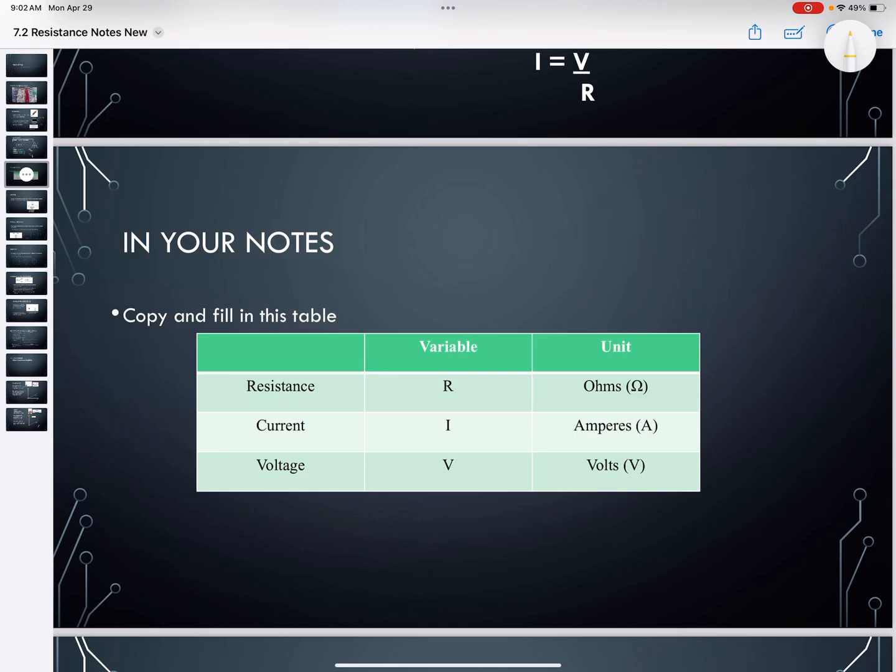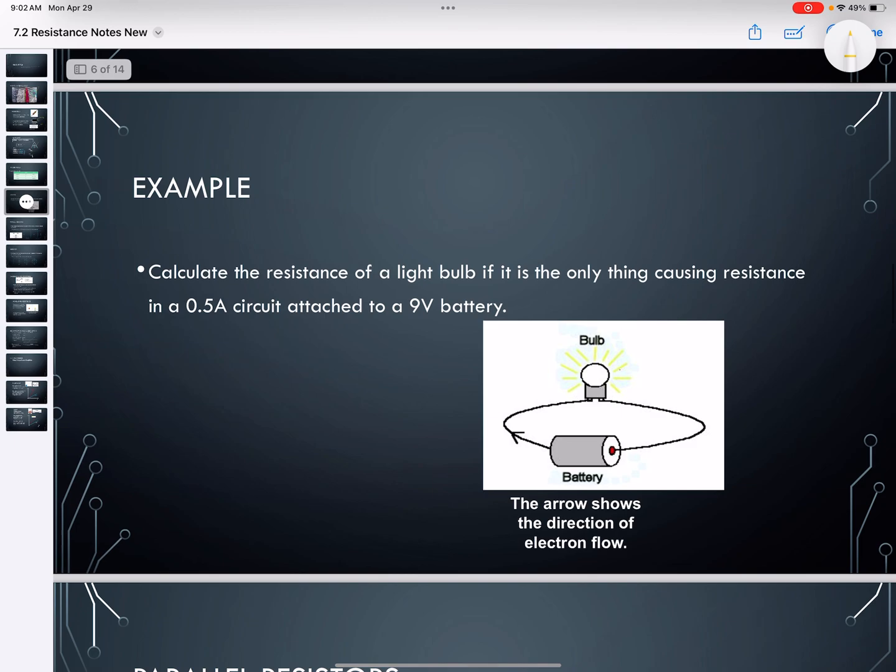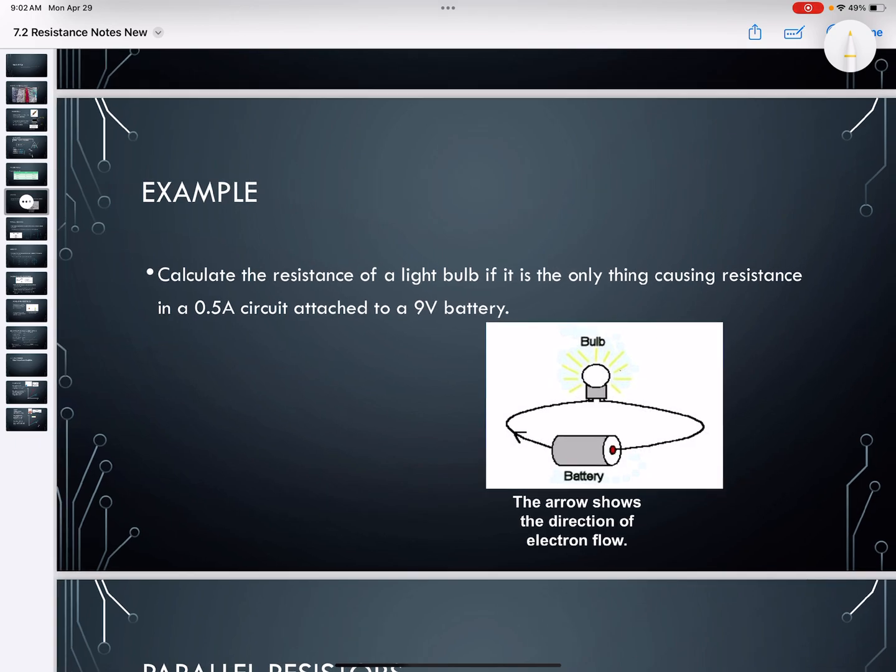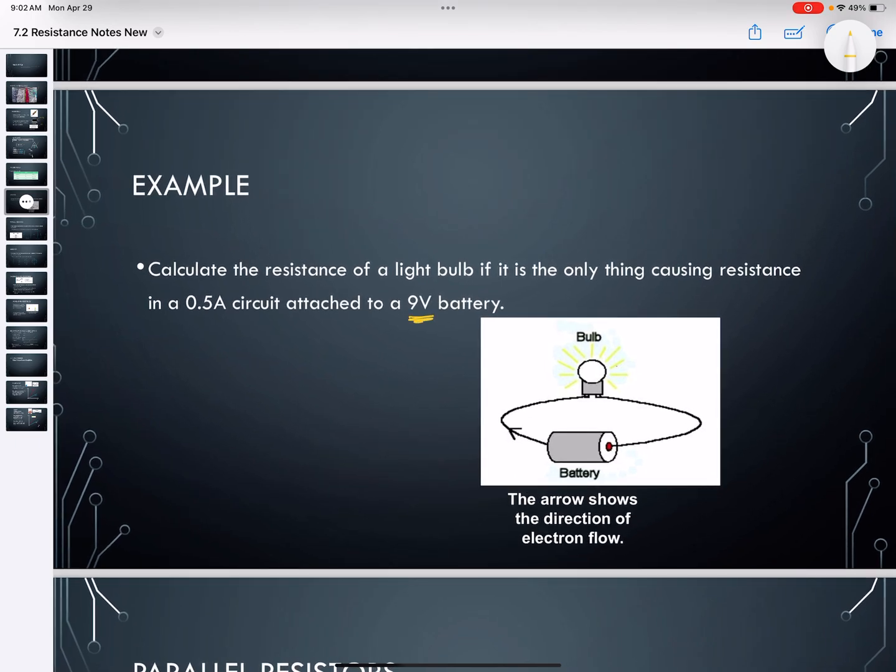So, keeping things simple, if I was to give you a sample equation: calculate the resistance of a light bulb if it is the only thing causing resistance in a 0.5 amp circuit connected to a 9-volt battery. I know that I have voltage right here, and this is a current because it's being measured in amps. So if voltage is equal to current times resistance, I can plug things in. I know I have a 9-volt battery, and that's connected to a 0.5 amp circuit, and we need to determine the resistance of my light bulb.